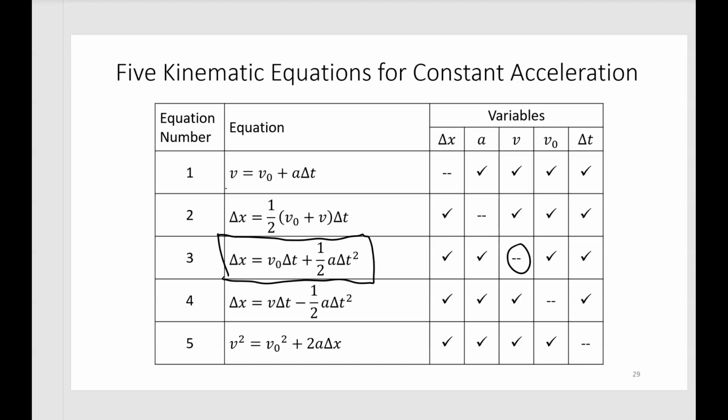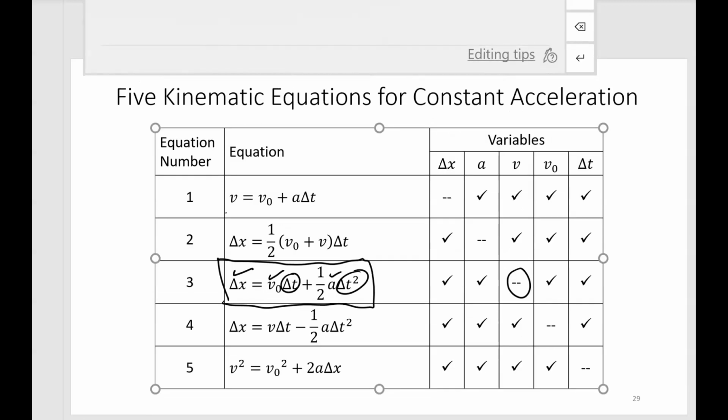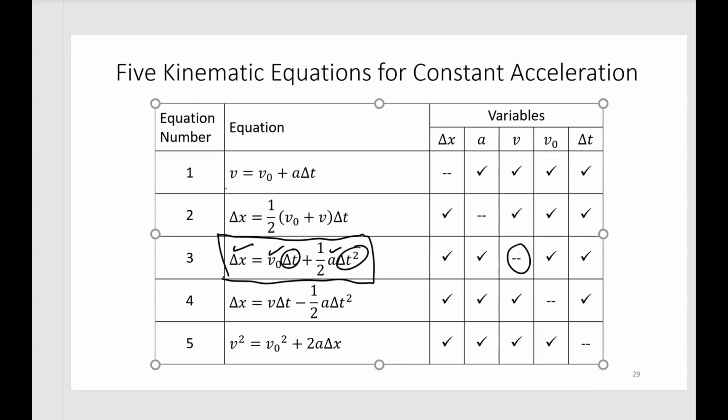Now if I think about it, I know what delta, well in this case the x's should be considered y's now. So I know what delta y is. I know what v initial is, I know what a is, but notice that I still have 2 delta t's, and this one is actually squared. If we want to solve the problem using this equation, we're going to have to use a quadratic equation, right?